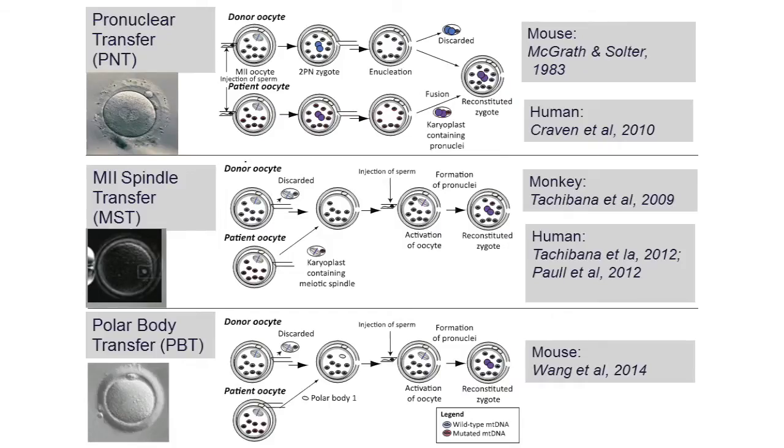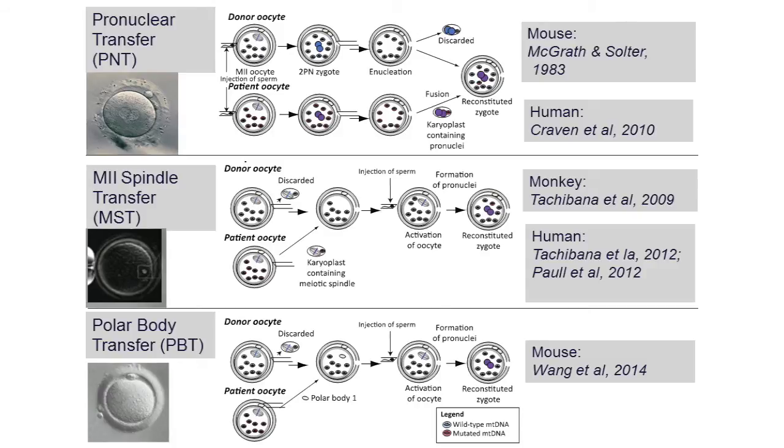Okay, so for the current options for the transplantation of nuclear DNA, there are 3 options currently on the table. The first is pronuclear transfer. I'm showing this in the context of how it would be if we were doing clinical treatment. But I should stress there are no clinical treatments currently being done with these procedures because it's not currently legal to do so.